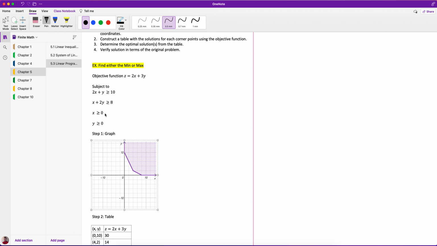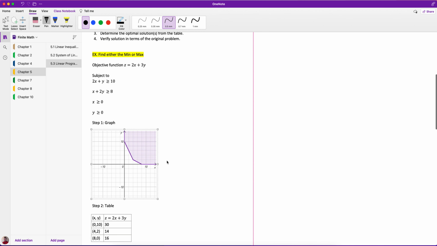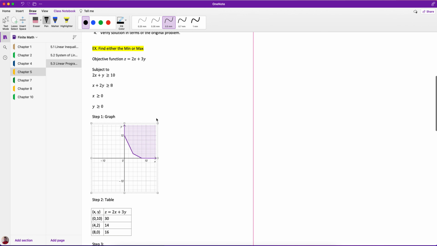X has to be greater than or equal to 0, which means it has to be positive. And y has to be greater than or equal to 0, which also means it must be positive. So when I graph this, I get this unbounded solution, right? So it does go on forever. Because it is unbounded in this direction, I know it can't have a max because it goes forever. But what I can find is a min.